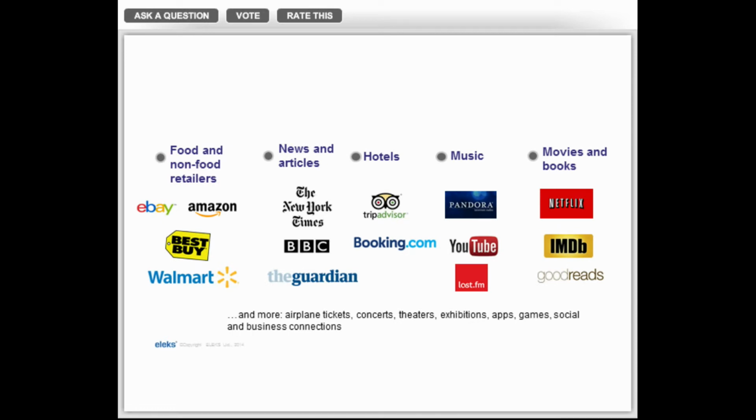What are the other industries that use recommendation engines? A lot of them. Food and non-food retailers: eBay, Amazon, Best Buy, Walmart. By the way, Amazon is known as one of the first companies who started using recommender engines. News and articles: New York Times, BBC, The Guardian. So probably after you finish one article, you see another one following. Hotels, music, movies and books: Netflix, IMDb, and Goodreads. And we'll be speaking about Netflix in a few slides.